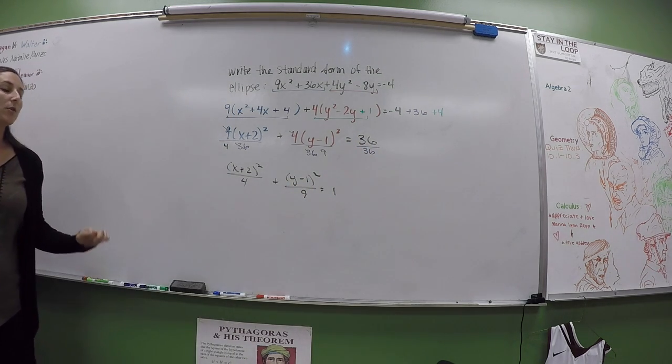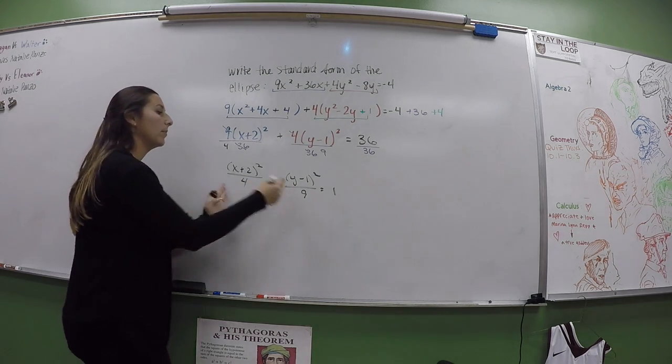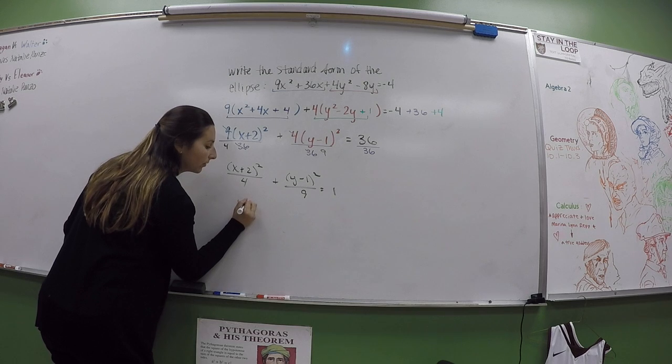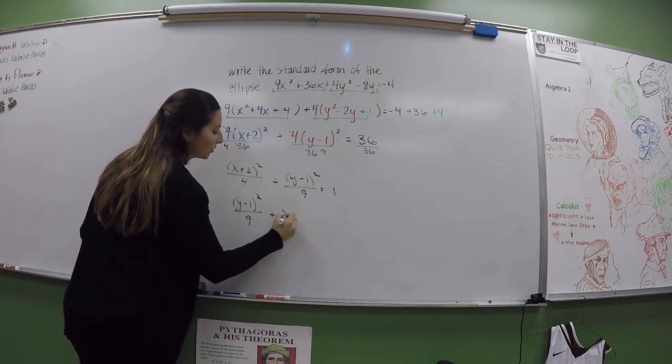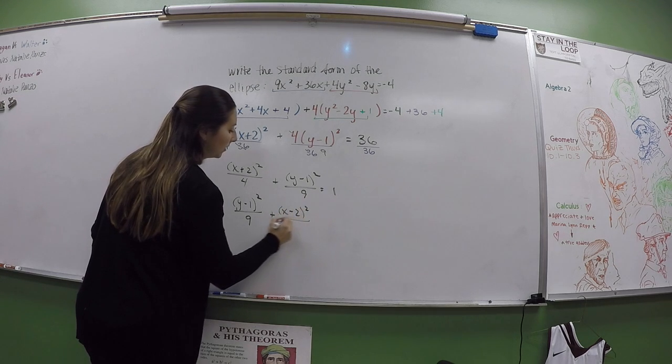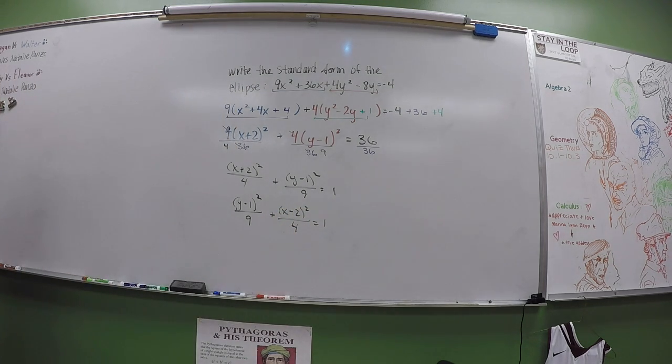That would be it, but with ellipses, we typically want to put the larger denominator first so that it's more obvious that it's vertical. So we're just going to switch these around to put them in standard form, and that's it.